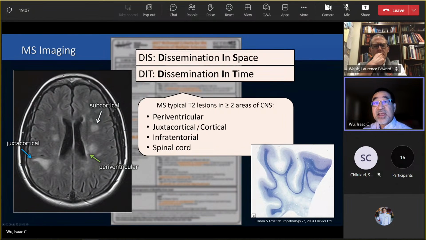So notice that the subcortical lesion category is not considered that specific for MS. I mean, obviously, you can have lots of subcortical lesions. It's just that in the eye of the McDonald criteria, it's not as specific as periventricular or juxtacortical lesions. So those are the ones that you pay attention to. That is useful, for example, if you come across a person who has a lot of white matter lesions, but most of them are subcortical, perhaps you are not looking at MS.